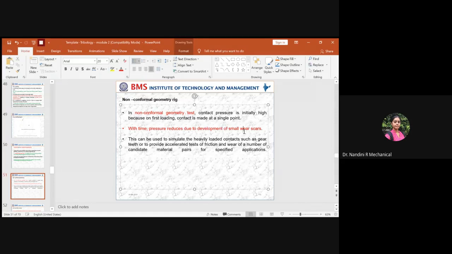At that place the contact area slightly increases, and due to the increased contact area from the wear, the amount of pressure reduces. So this happens in the case of a non-conformal geometry rig. But this type of wear growth and wear scar will not be there in the case of our conformal geometry rig.